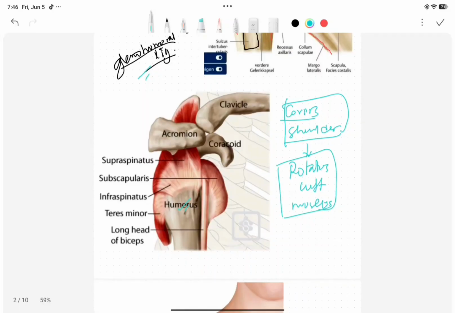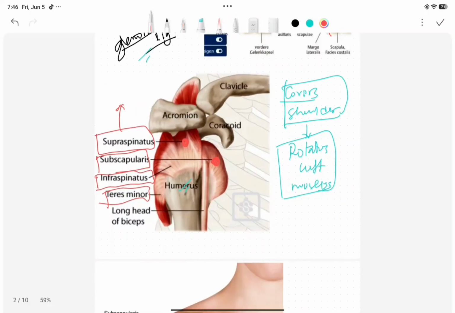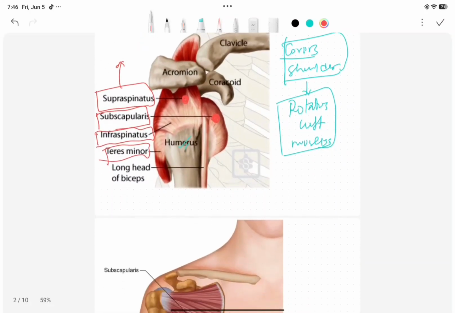That is the supraspinatus, and this is the subscapularis. This anterior muscle is the subscapularis. This superior posterior muscle is the supraspinatus, present in the supraspinous fossa, which is above the crest of the spine, or simply the spine. And there is the infraspinatus muscle, present in the infraspinous fossa, and there is the teres minor, present on the lateral, inferior and posterior side.